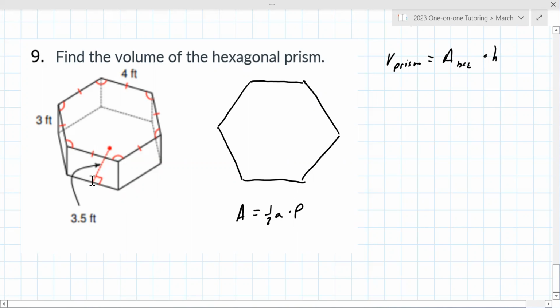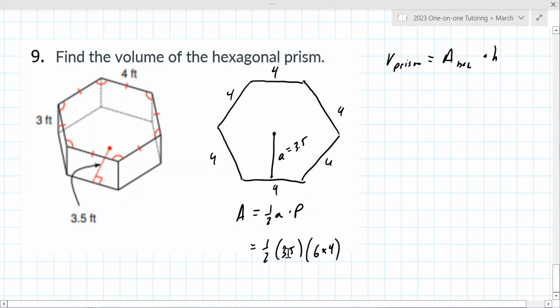Do we have those values here? Do we have the apothem in this problem? Yes, it's 3.5. Thank goodness we've got that, because if we didn't, we would have to do something else. How about the perimeter? Can we calculate it? Yeah, each side is 4. A hexagon has 6 sides, so the perimeter is 6 times 4.